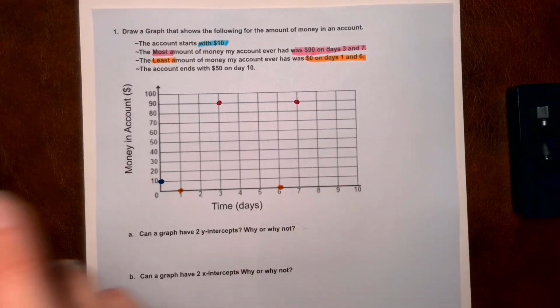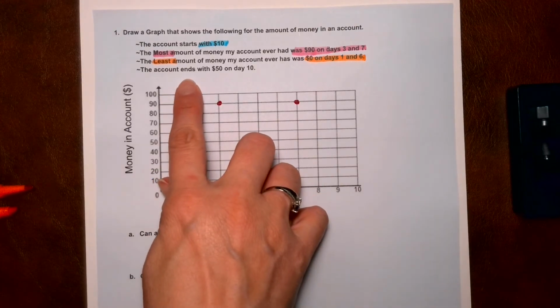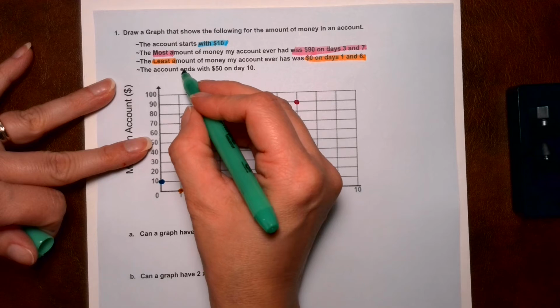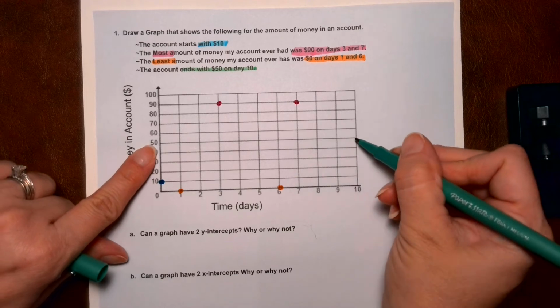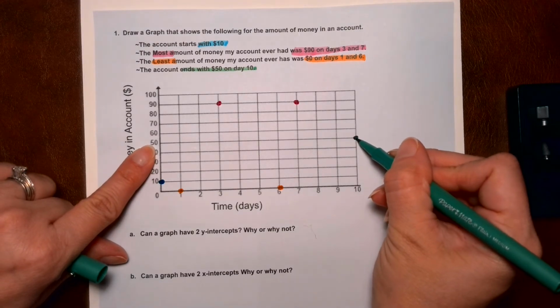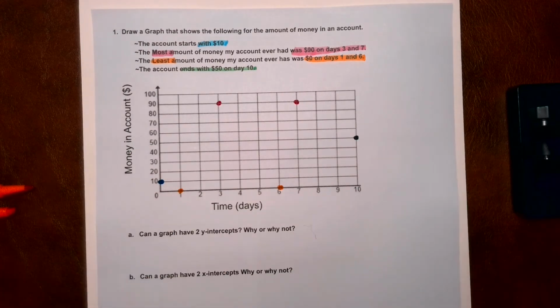Okay, the account ends with $50 on day 10. So if I go all the way to day 10, I'm going to end with $50. So what does this graph look like? What's happening with the money?